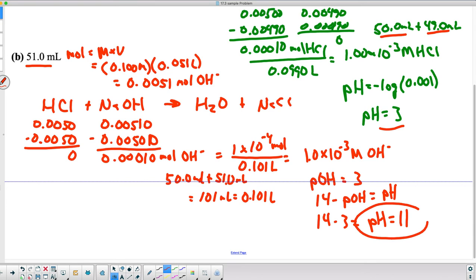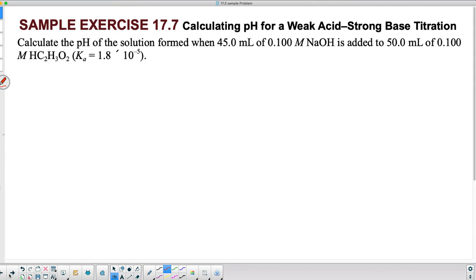Look at the difference between a pH of 3 when I have 1 milliliter less than the equivalence point, and a pH of 11, 1 milliliter over. What a huge difference that is, 3 and 11. So that's what you're supposed to look out for. Let me just take a quick look at this. And that's going to be part 3. Part 3. Okay.